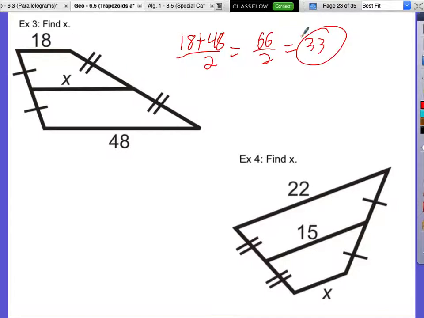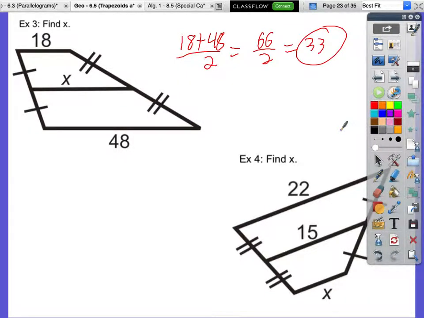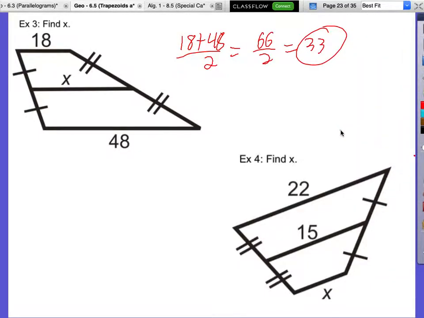Okay, example 4 on the backside. Can we set this one up quite the same way? No. What do we have to do a little bit differently? Does anybody have an idea of what we have to do, Jacob? So you'd have to multiply 15 times 2. Okay, so we can still set this one up in the same formula though, right? So we can still set up 22 plus x over 2 is equal to 15, right? And from there, our first step would be to multiply by 2 on both sides to get rid of this 2 in the denominator. So you have 22 plus x is equal to 30.